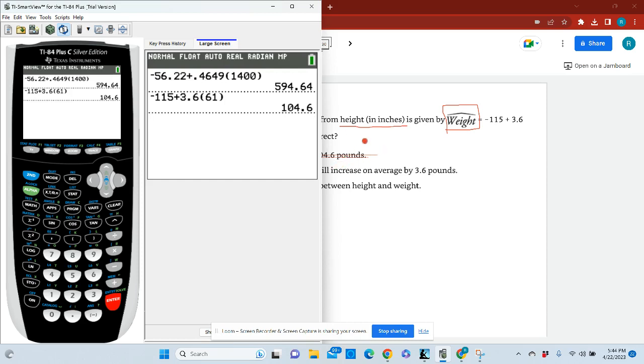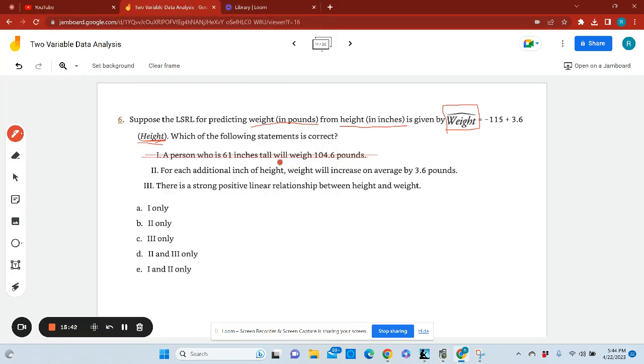And this is a trap answer, okay? Because of the word will. Remember, regression equations are predictions. They do not represent reality. So a person who is 61 inches doesn't have to be 104.6 pounds. It's what my model predicts somebody who's 61 inches tall is going to weigh. So answer choice 1 uses language that's too strong.